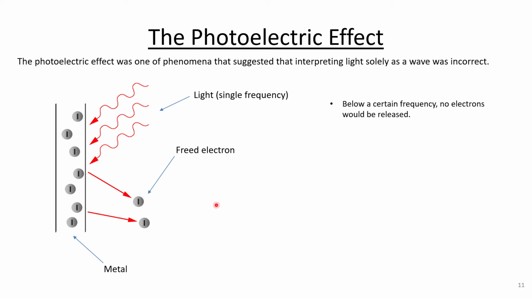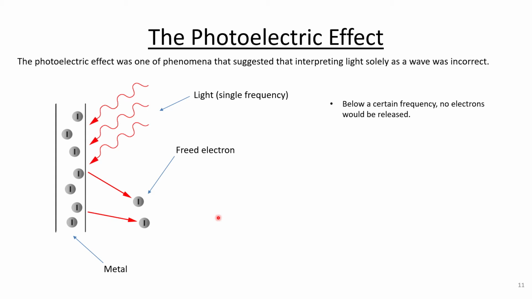So, in classical theory, the idea was that the frequency really shouldn't matter. What should matter is the intensity of the light, because the idea was that the electrons would build up energy over time as you bombarded them with more and more electromagnetic waves, and that would eventually cause the electrons to gain so much energy that they could pop out of the metal and go wandering off. But that's not what happened.